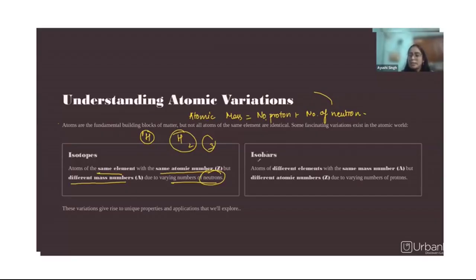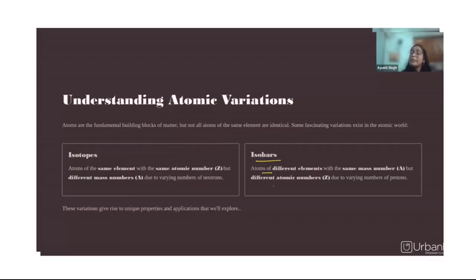And isobars are atoms of different elements but can have the same mass number, with different atomic numbers again. In isotopes the atomic number is the same but the mass is different. Here the mass is the same, but the atomic number is different.